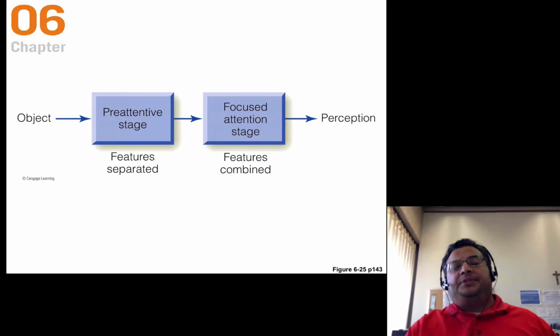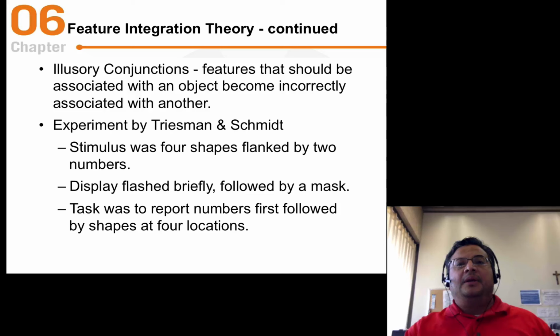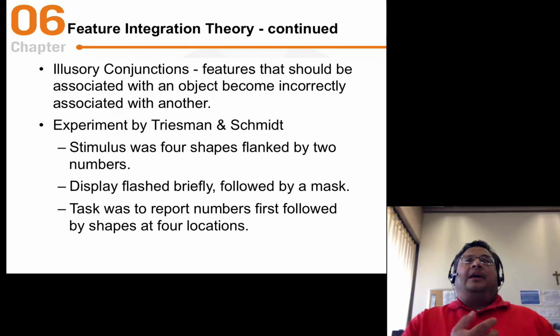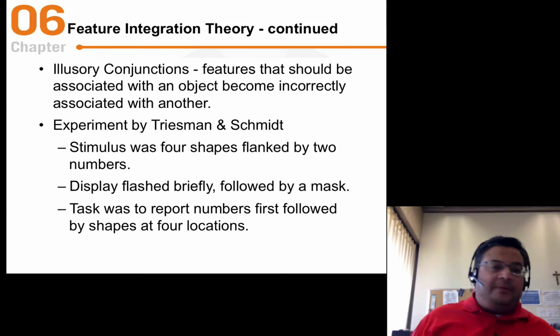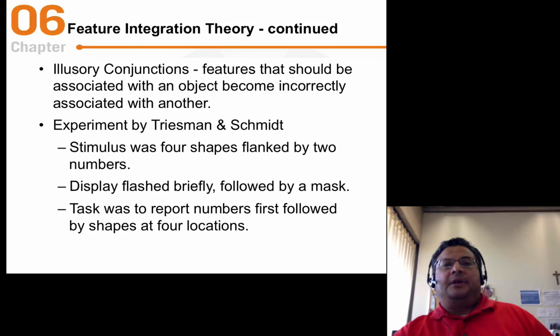An object is presented. Prior to you paying attention to it, the object is analyzed. The features are broken down and separated. Once you focus your attention on the object, the features are combined into a coherent object, and that is the point at which perception occurs. There's a lot of interesting evidence, a lot of interesting findings that support feature integration theory. One of them is the illusory conjunctions.